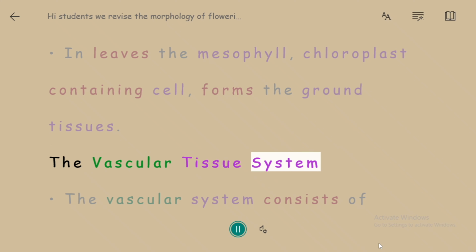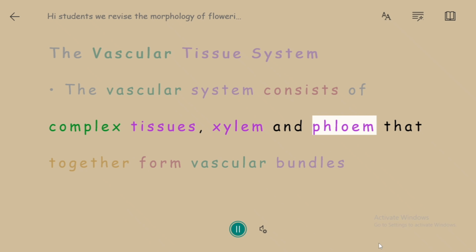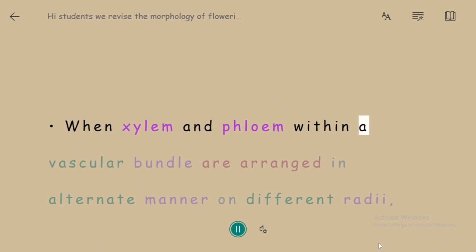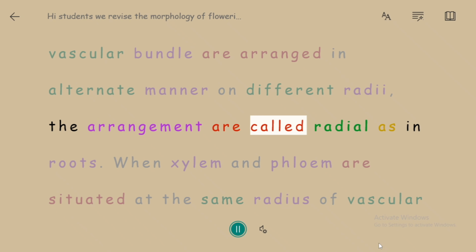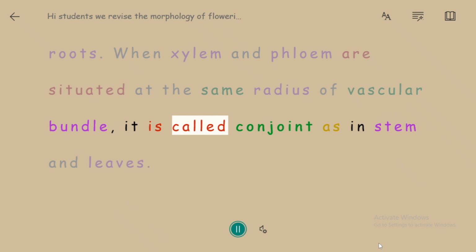The vascular tissue system. The vascular system consists of complex tissues, xylem and phloem, that together form vascular bundles. When xylem and phloem within a vascular bundle are arranged in an alternate manner on different radii, the arrangement is called radial, as in roots. When xylem and phloem are situated at the same radius of the vascular bundle, it is called conjoint, as in stem and leaves.